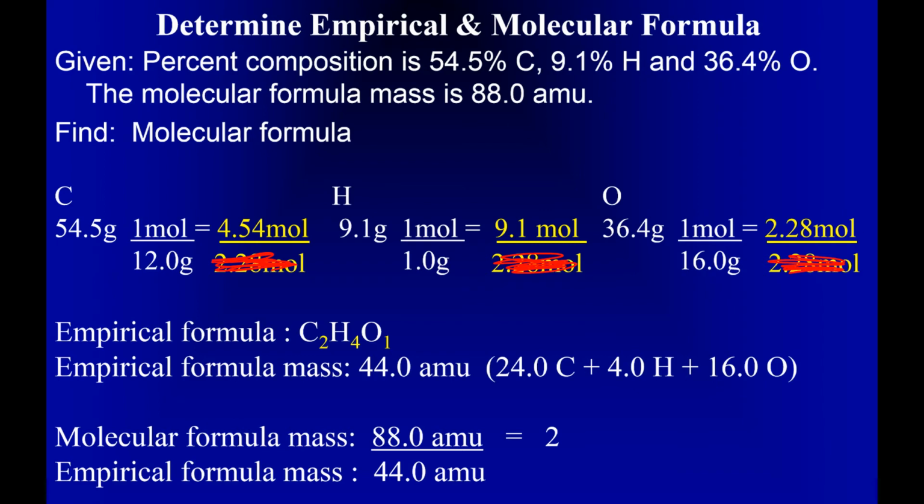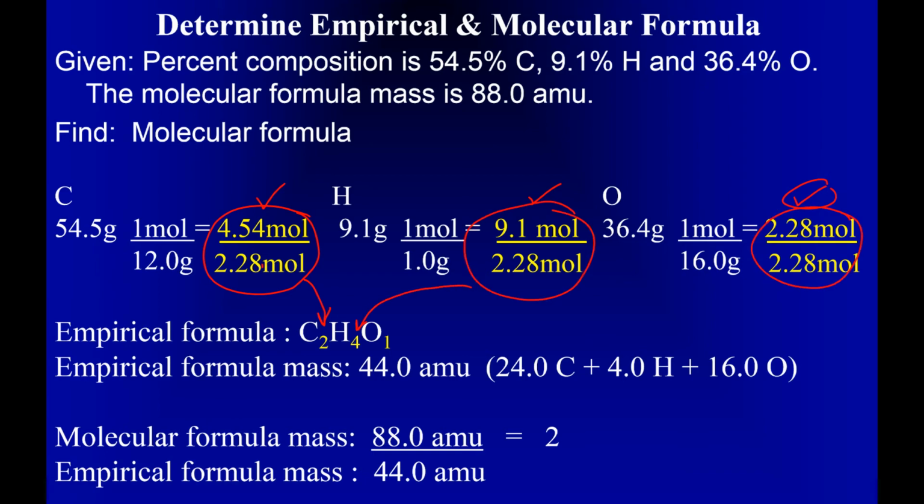So the second step is divide each of these by the least number of moles, which happens to be this, 2.28 moles. So we're going to divide each of those by that number of moles. When we divide 4.54 moles divided by 2.28 moles, that gives us 2 moles of carbon. We divide 9.1 divided by 2.28, that gives us 4 moles of hydrogen. And oxygen just divided by itself gives us 1. So that's how we get the empirical formula.